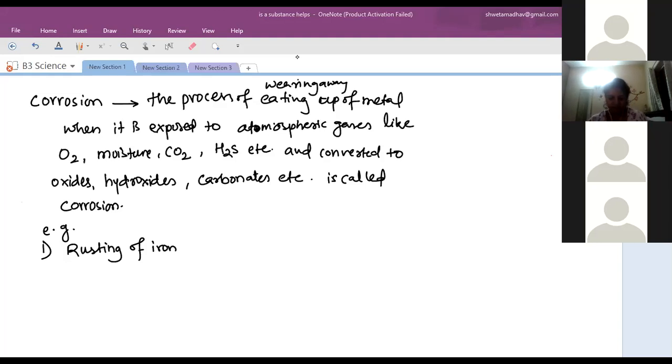Ma'am, is digestion of food also corrosion, because an acid like HCl eats up the food? It won't eat up the food. No reaction is happening there. Food and the HCl are not reacting. But ma'am, it's not digesting metal. The digestion is done by enzymes, not HCl.